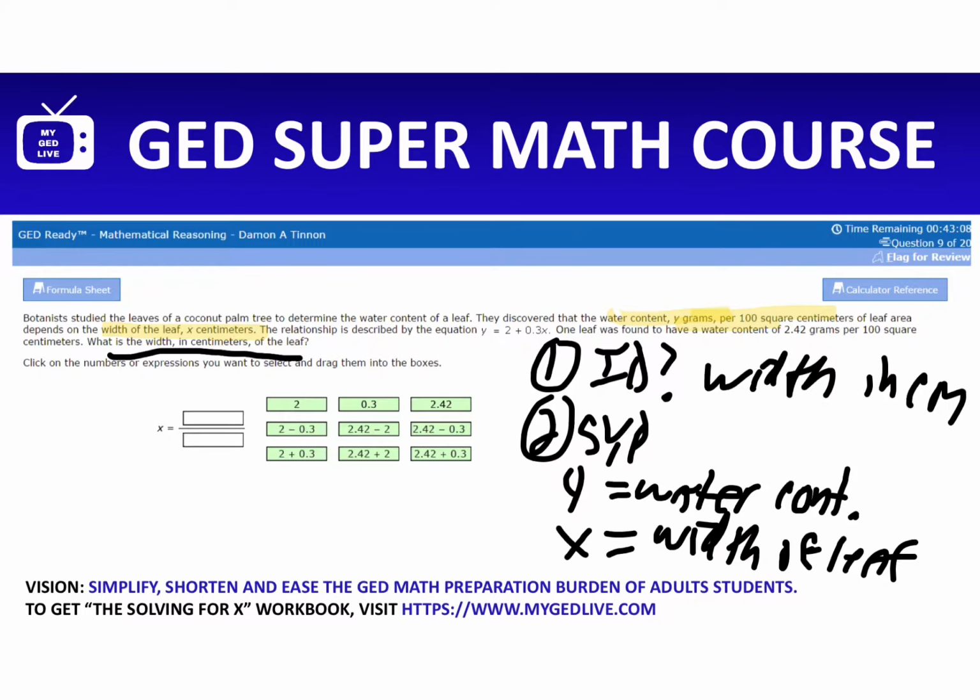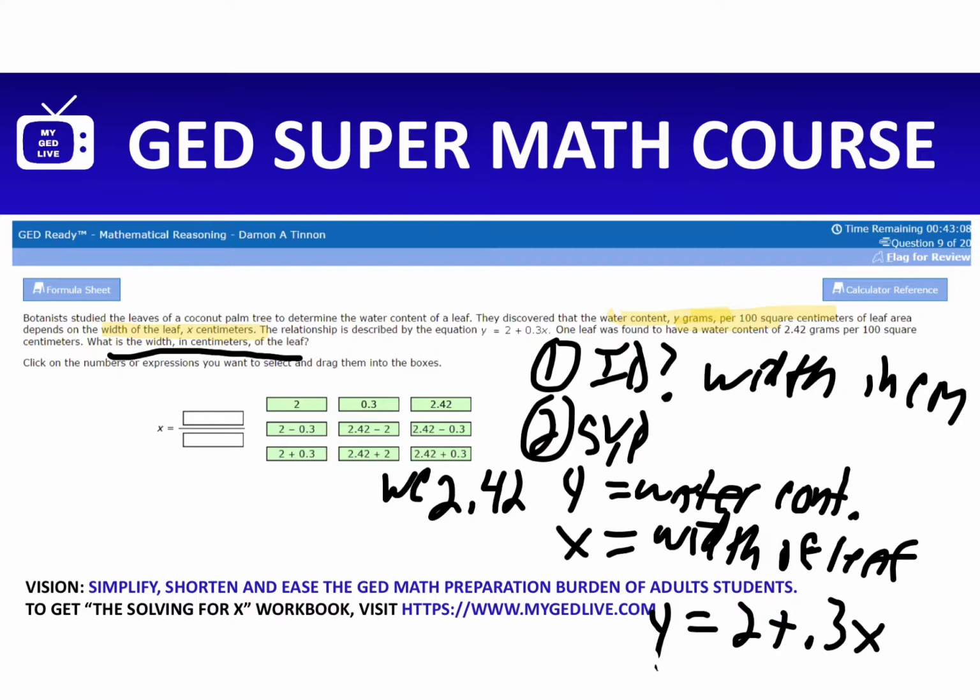Then we have the relationship. If it's this formula, y equals 2 plus 0.3x. Okay, so now the question then says that the water content is 2.42. 2.42 is the water content. Actually, I'm going to write this up here so it's a little bit easier to see. 2.42 is water content. Okay, and so given this expression, all we have to do is find the width.